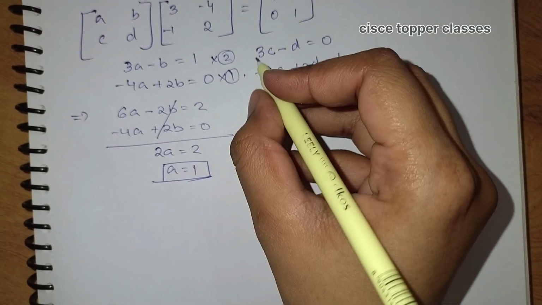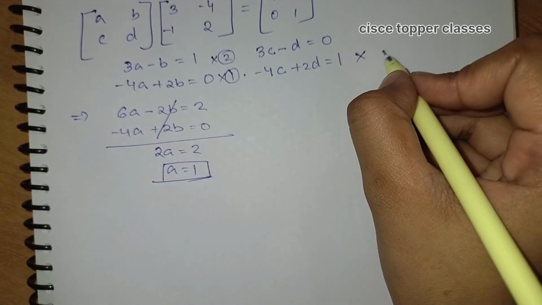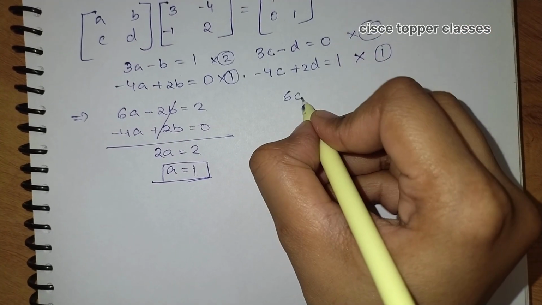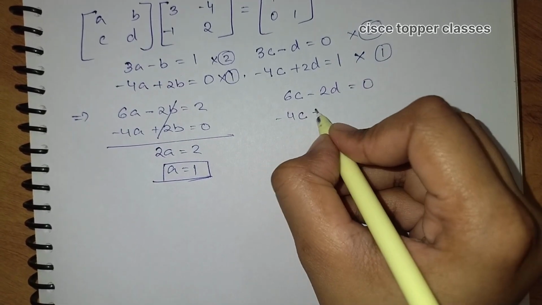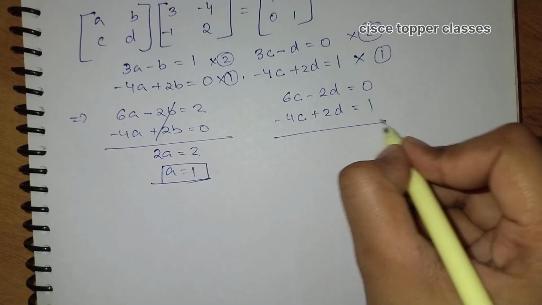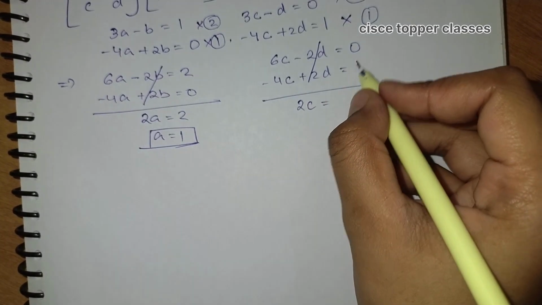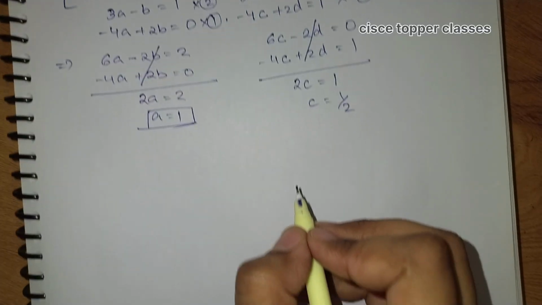A is equal to 1, and if we solve this part here, this will be multiplied by 1 and this will be multiplied by 2, it will become 6c minus 2d equal to 0, and this is minus 4c plus 2d equal to 1. This will cancel out, 6c minus 4c, 2c equal to 1 here. So c is equal to 1 by 2.